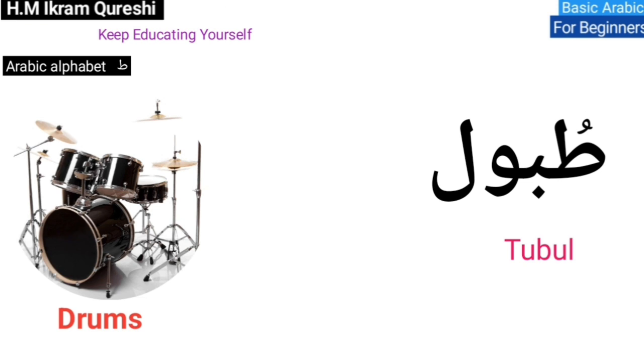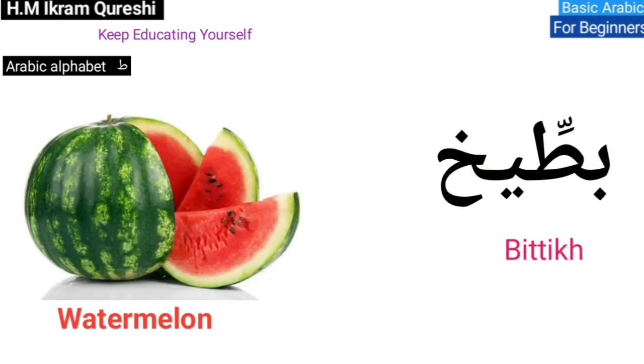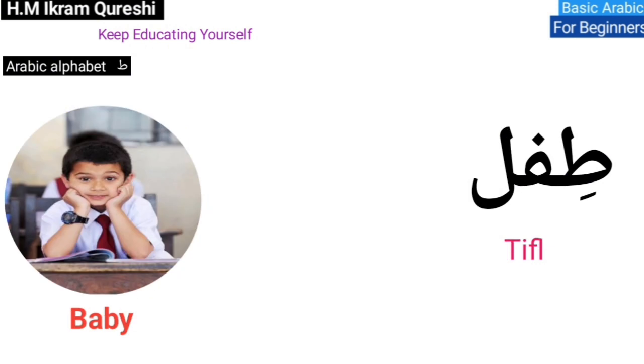Okay, the next one, طبول, drums. Let's repeat. طبول, drums. Okay, the next one, عطور, perfume. Let's repeat. عطور, perfume. Okay, the next one, بطيخ, watermelon. Let's repeat. بطيخ, watermelon. Okay, the next one, طفل, baby.